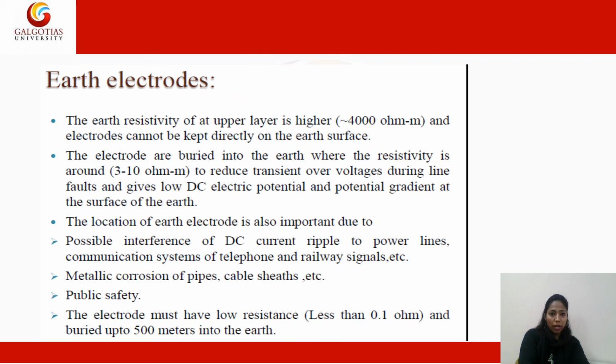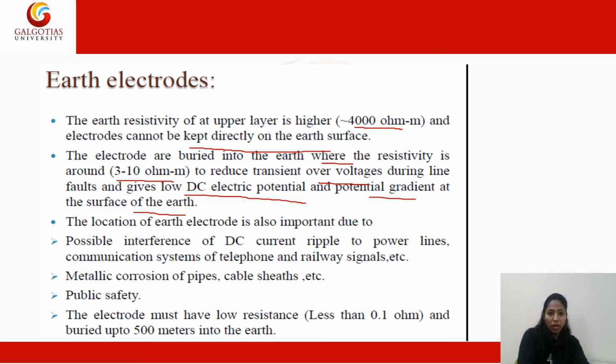Then the earth electrode. The resistivity of the upper layer is high, that is 400 ohm meter, and the electrode cannot be kept directly on the earth surface. So the electrodes are buried into the earth where the resistivity is around 3 to 10 ohm meter, to reduce transient overvoltage during line faults and to give low electric potential and potential gradient at the surface of the earth. So that's why we use the earth electrode.